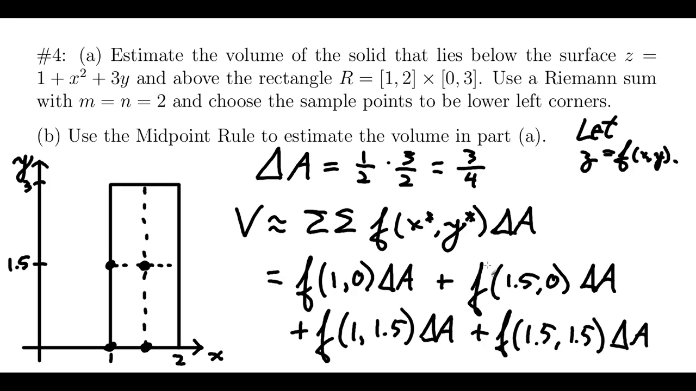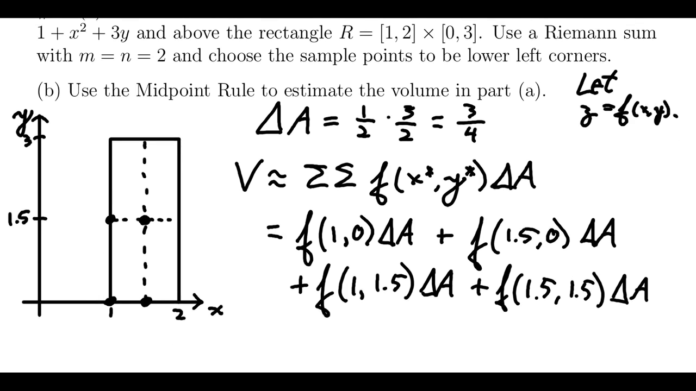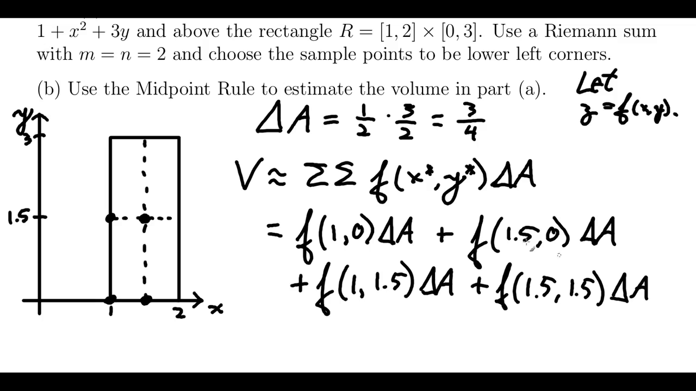Okay, so we have this expression here. Now, in the next step, I'm going to do two things. I will start evaluating these and also factor out all of these delta A's. Delta A is the same in each case. It's 3/4, so that can be moved to the end, right? So let's just start evaluating here.